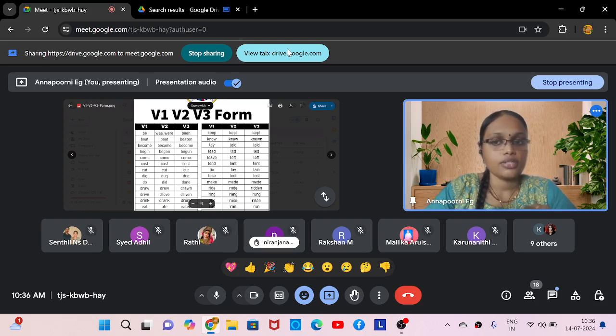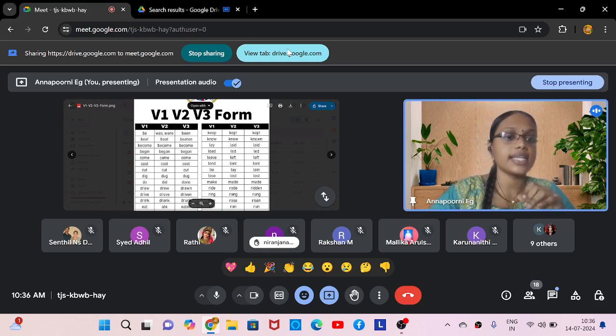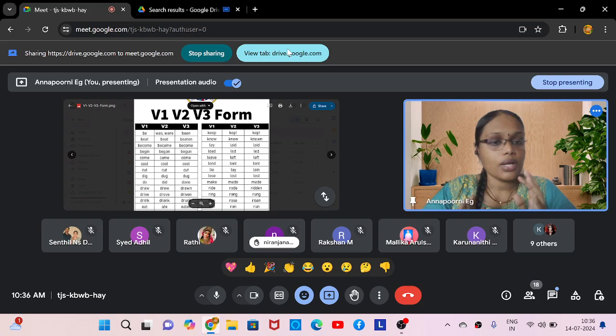Okay, so V1, V2 and V3 is called the past participle form. It is used only with has, have and had. Fine. So now what is meant by V4 and V5? This cannot be seen in all the textbooks, but nowadays if you browse it in Google or something, you can find that there are 5 forms for a verb.